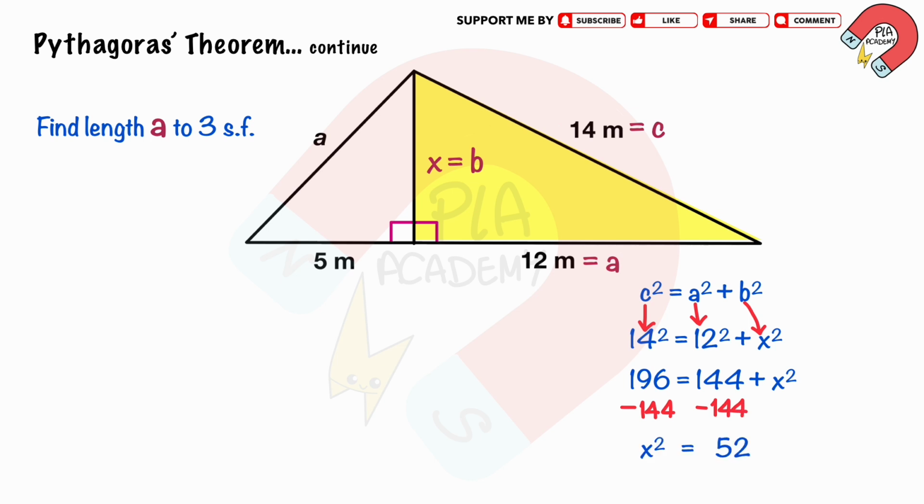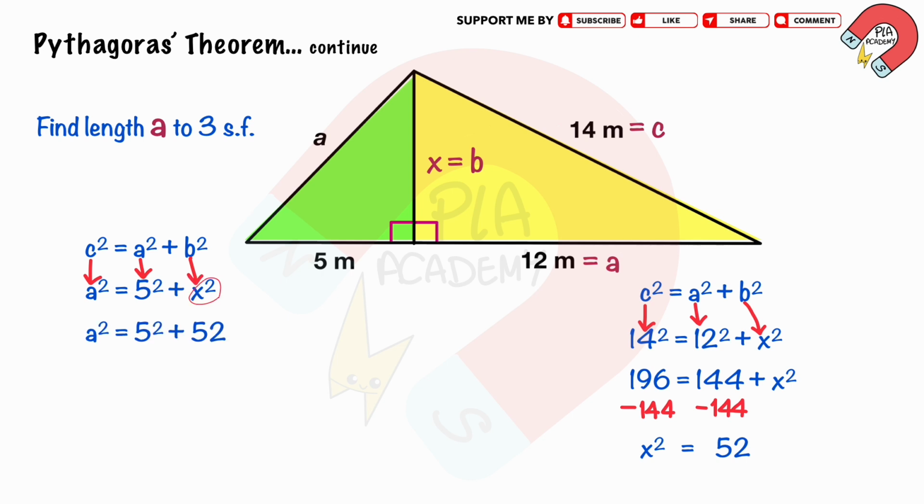Next, we look at the second right-angled triangle. The longest side is a, and the other two sides are x and 5 meters. Apply the equation c squared equals a squared plus b squared again. Substitute the values a for c, 5 meters for a, and x for b.